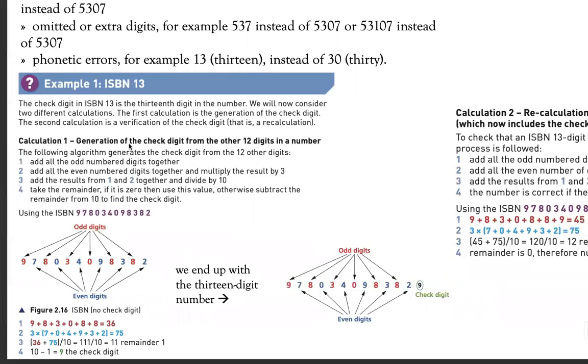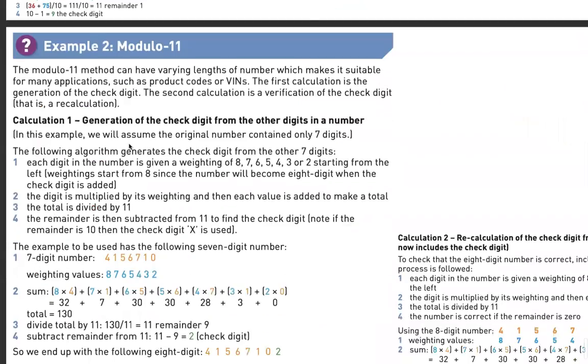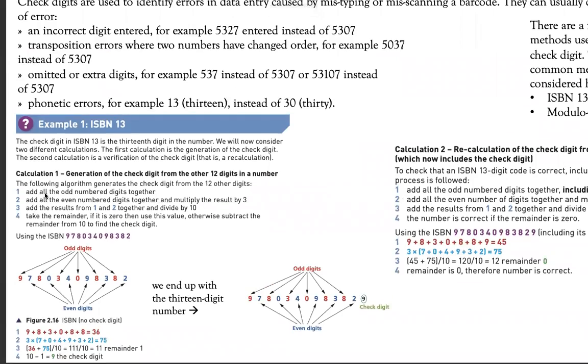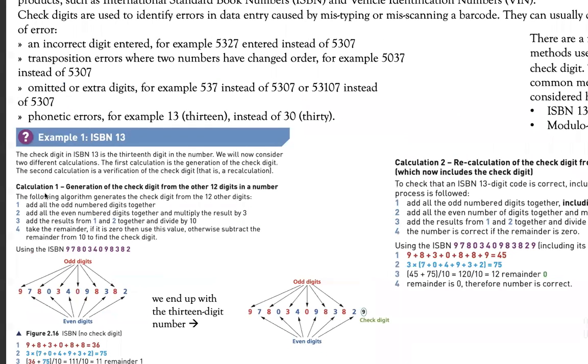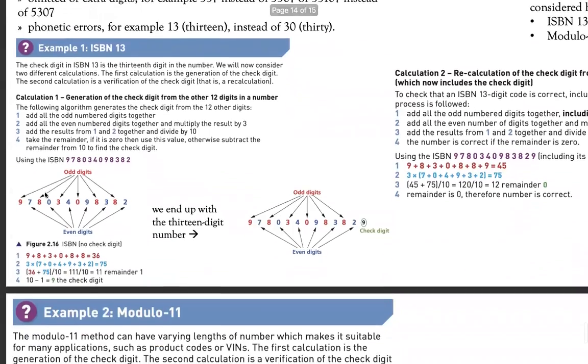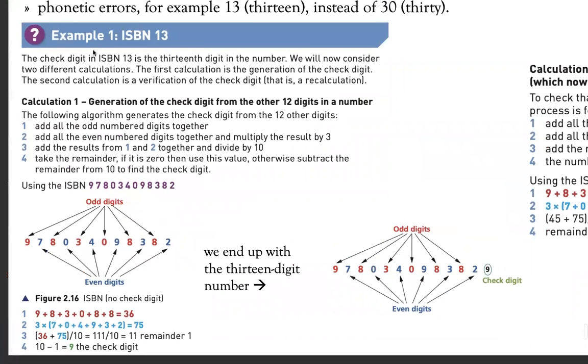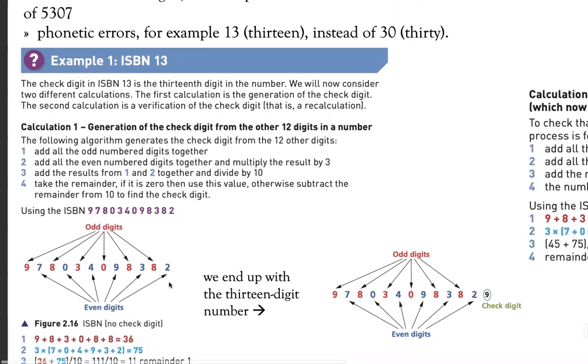Regardless of whatever method you're using, both methods allow for two steps. The first step is the check digit calculation on its own, and the second step is the check digit verification. Now, let's look at the ISBN 13 method. By the way, ISBN is the International Standard Book Number that is simply used to identify different books internationally. So these are basically 13 digits.